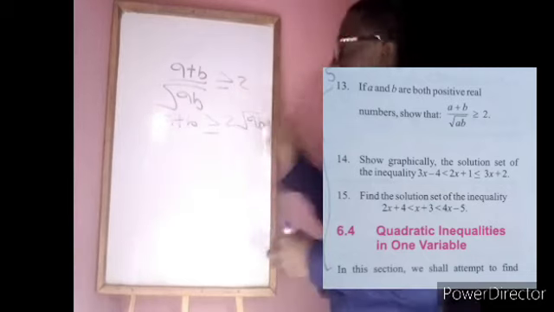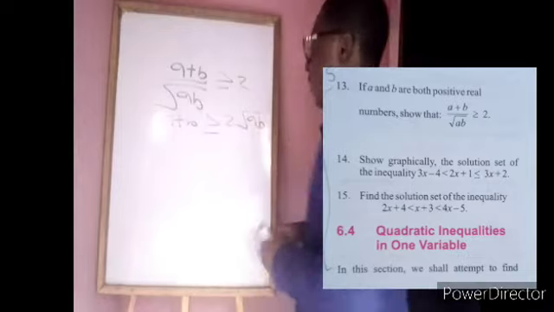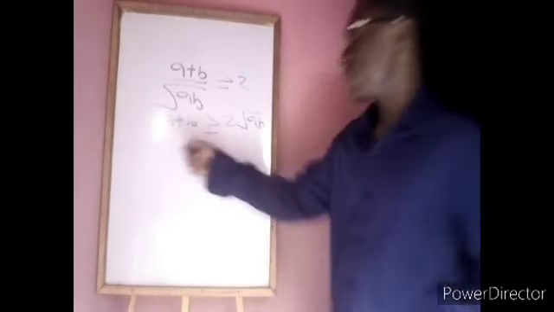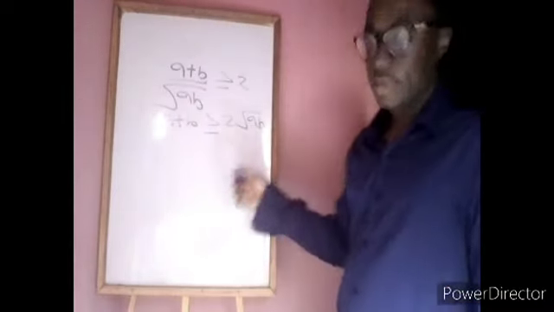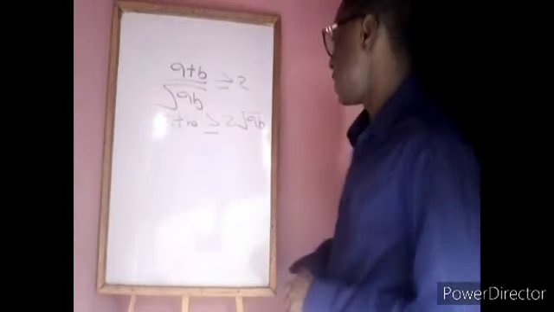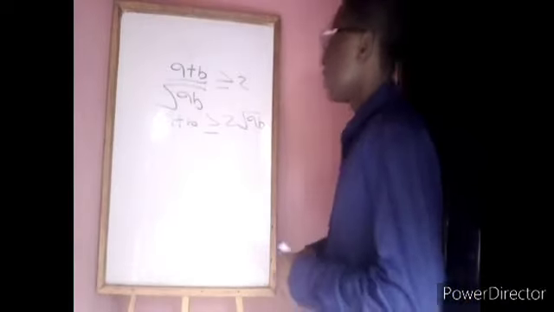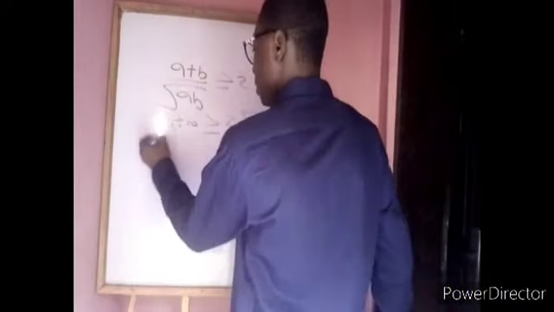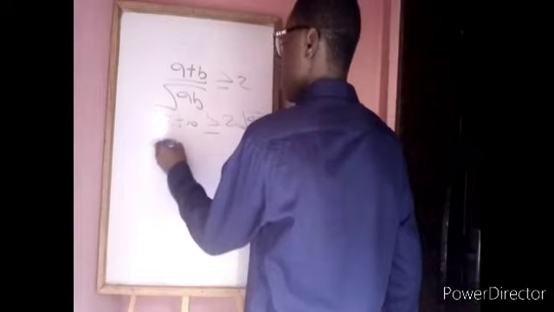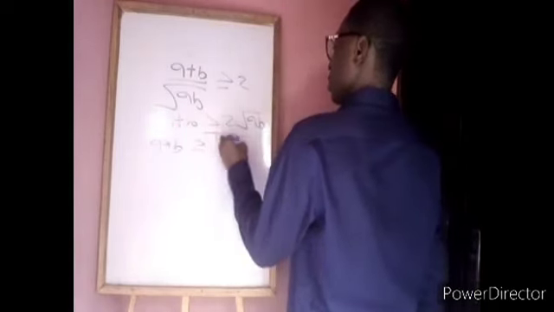So that's the procedure of multiplying both sides by the denominator on the left hand side. So now we have these positive numbers a plus b, and we have to show that that is greater than or equals to the square root of ab. So basically this will involve, so let's break it down. A plus b greater than or equals to root ab.